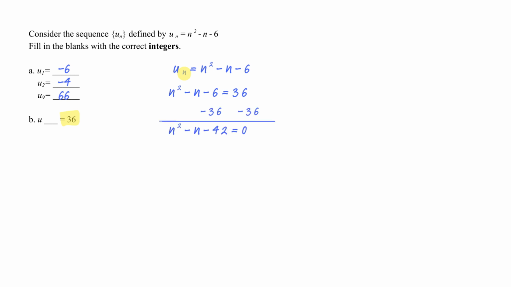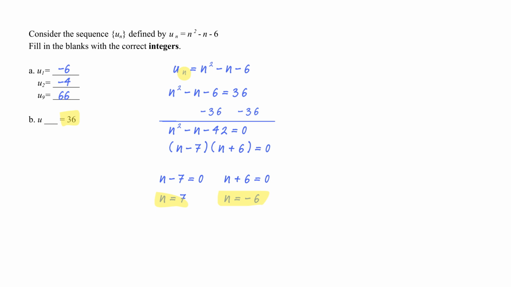Now we have to factor the equation. We need two numbers that multiply to negative 42 and add up to negative 1. Those numbers are negative 7 and 6. Next, we solve for n. We get n equals 7, and n equals negative 6.